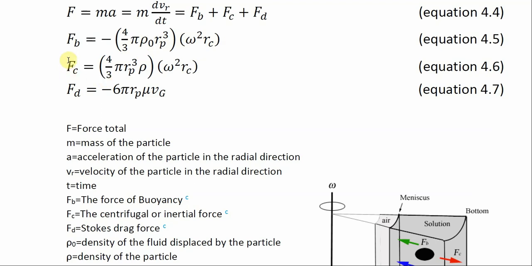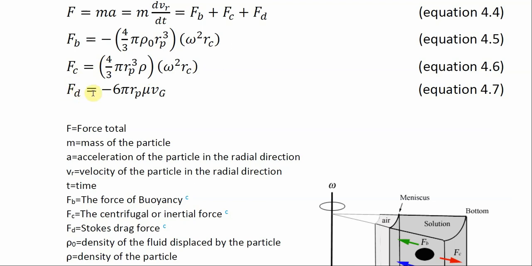Okay, F sub c is the centrifugal force, and for this we have a very similar equation to what we have up here, but in this case the mass needs to be of the particle. So simply rho is the density of the particle, and then we're also multiplying that by the angular velocity squared times the radius of the centrifuge. So again, we have our equation in mass times acceleration. In this case, this is positive because it's going towards the wall.